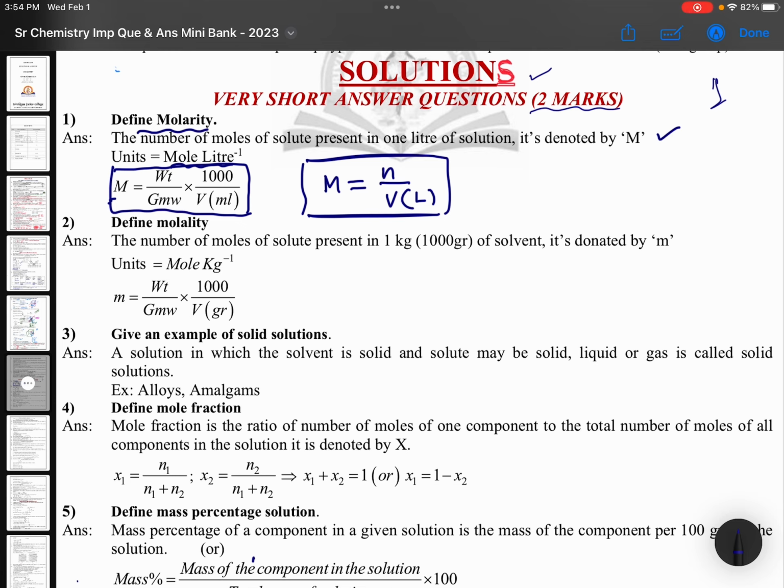Define molality. See the difference? The number of moles of solute present in 1 kg of solvent. Here, it is 1 liter of solution; there, it is 1 kg of solvent. See this difference, that's enough. Units: moles per kg. Formula: weight by molecular weight into 1000 by mass of solvent in grams. Don't write V here, write A, and mention that A is the mass of solvent.